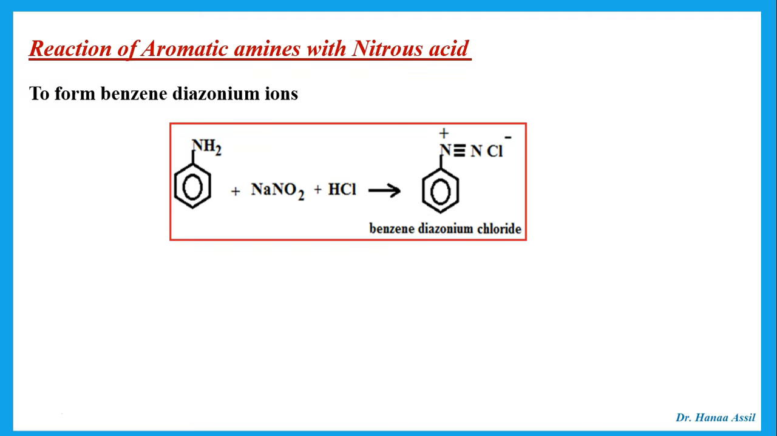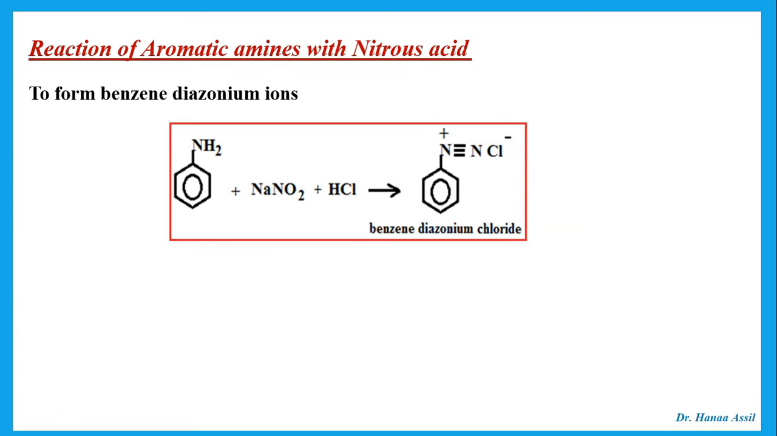Reactions of aromatic amines with nitrous acid. This reaction is very important. The product that we get from this kind of reaction is called a diazonium salt, and this is used to prepare many other compounds which we will talk about in organic synthesis.